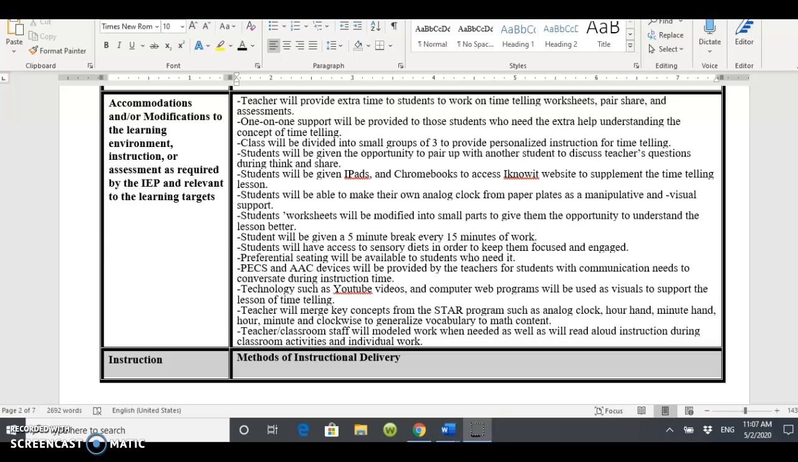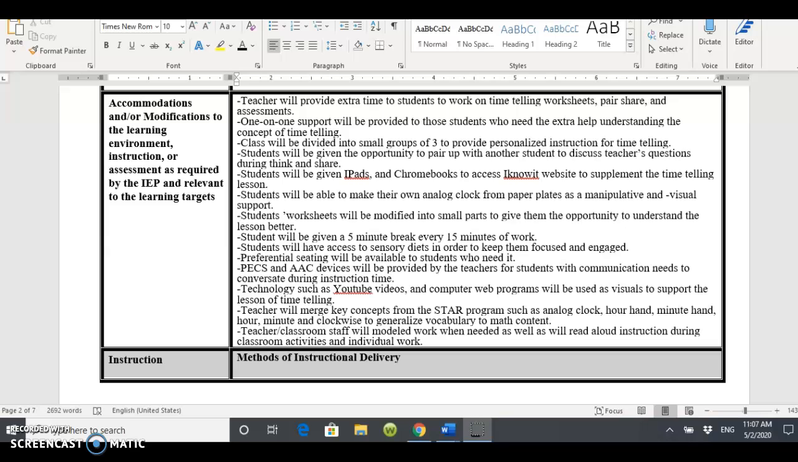Class will be divided into small groups of 3 to provide personalized instruction for time telling. Students will be given the opportunity to pair up with another student to discuss teacher's questions during Think and Share. Students will be given iPads and Chromebooks to access the iKnowIt website to supplement the time-telling lesson. Students will be able to make their own analog clock from paper plates as manipulative and visual support.